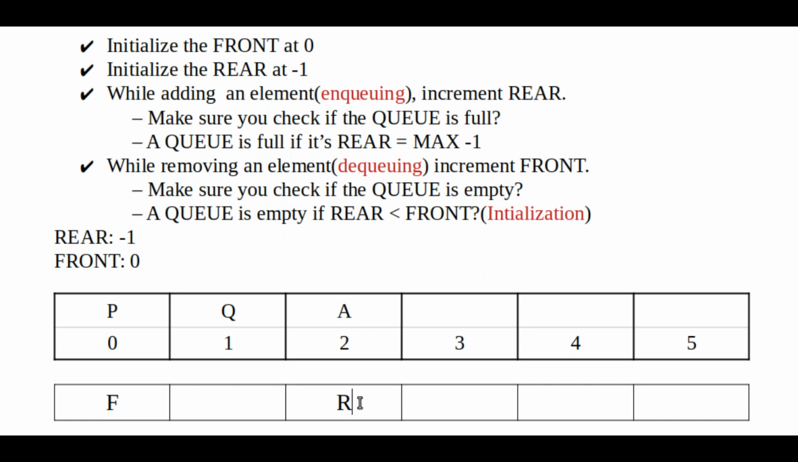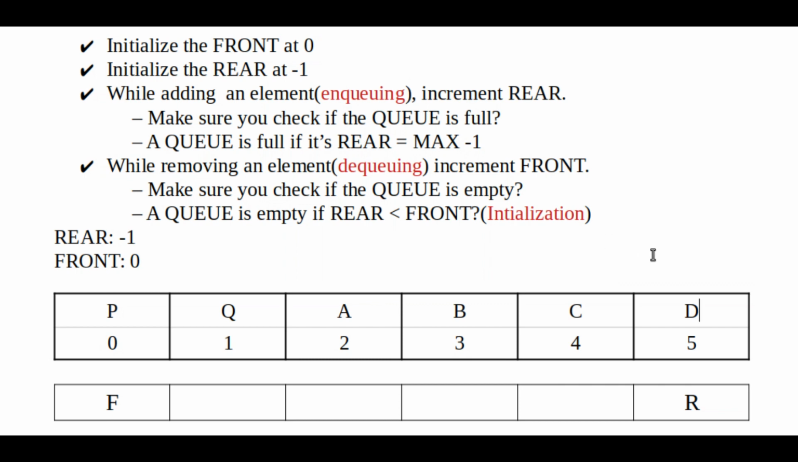Again, let's say I go on inserting elements. My rear index increases by 1 and another element comes here. Again the rear index increases by 1, another element comes here, and again the rear index increases by 1 and another element comes here. Right now the rear index is at 5. The queue had 6 slots, so the maximum size of the queue was 6 and the rear index is at 6 minus 1, that is 5. The rear index is at the max -1 condition, so the queue is full.